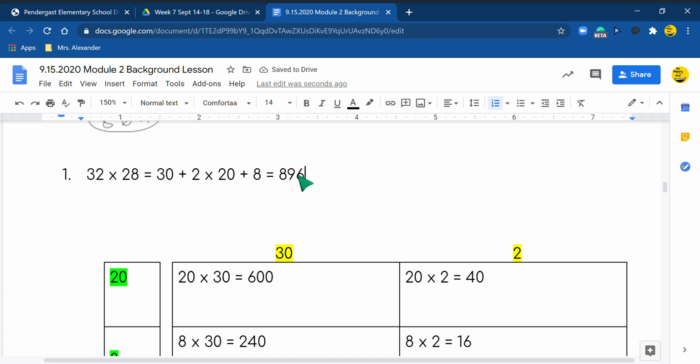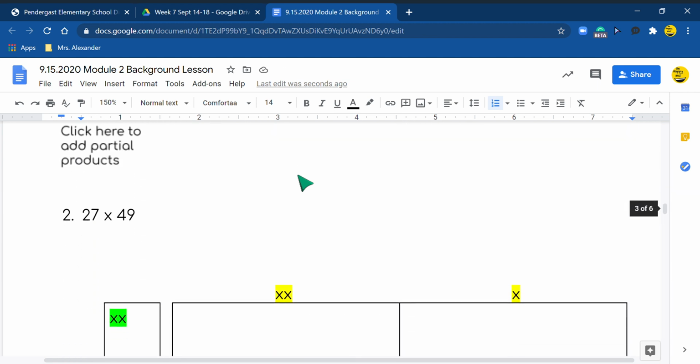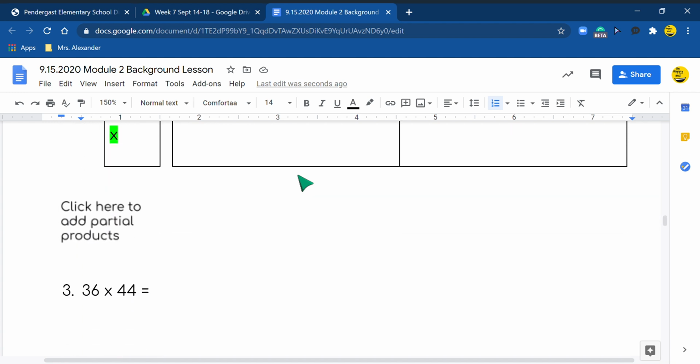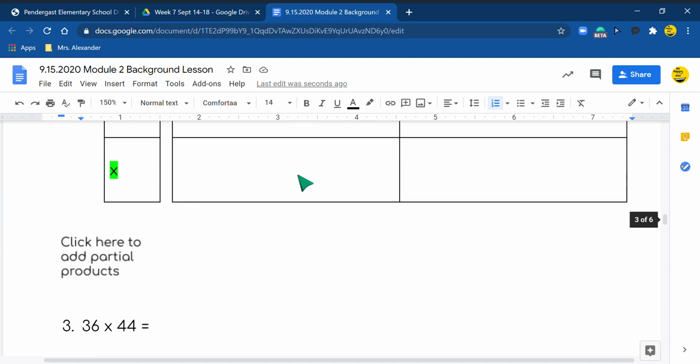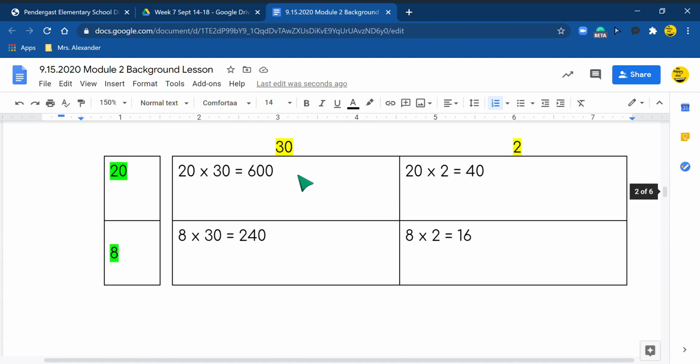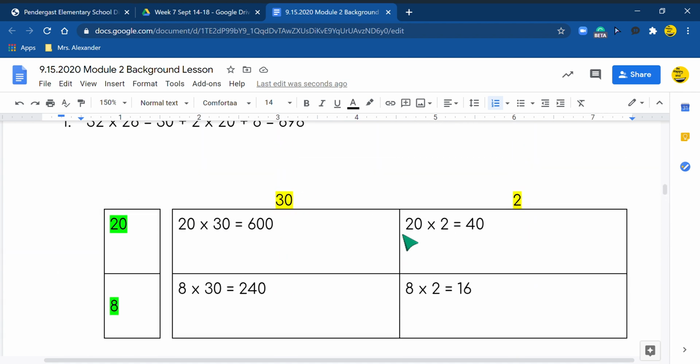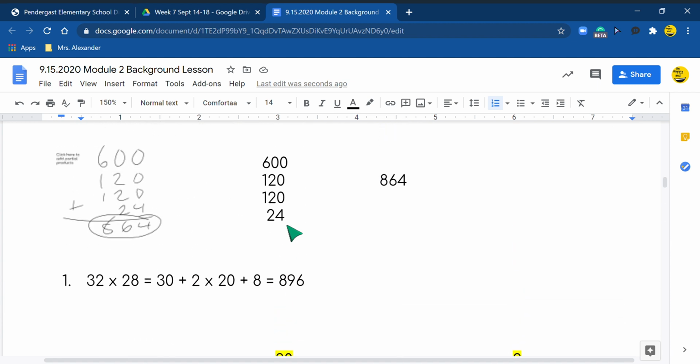So I'm hoping this was a little clearer. I'll explain more in the classroom, and I'll make another video because we'll be doing this a few times. This is called the area model, and we're all learning together.